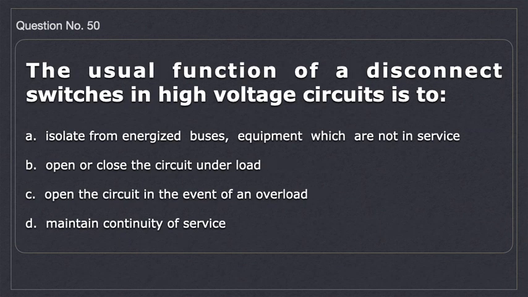Question number 50. The usual function of disconnect switches in high-voltage circuits is to A. Isolate from energized buses equipment which are not in service. B. Open or close the circuit under load. C. Open the circuit in the event of an overload. D. Maintain continuity of service. Answer: A. Isolate from energized buses equipment which are not in service.